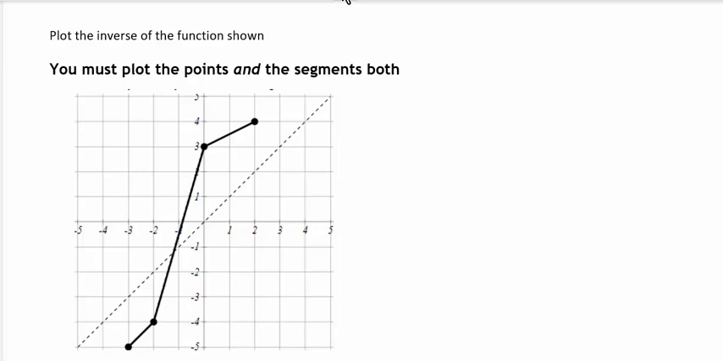In this problem, we're given the graph of a function f, and we are to plot the inverse of this function. And one way to plot the inverse of a function is to simply identify a point on f. For example, this one I'm coloring in red. Looks like it has the coordinates -3, -5.